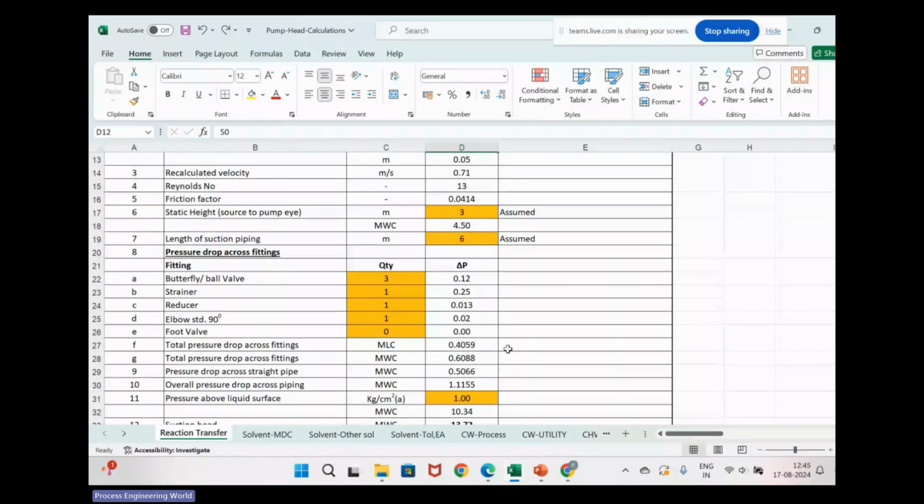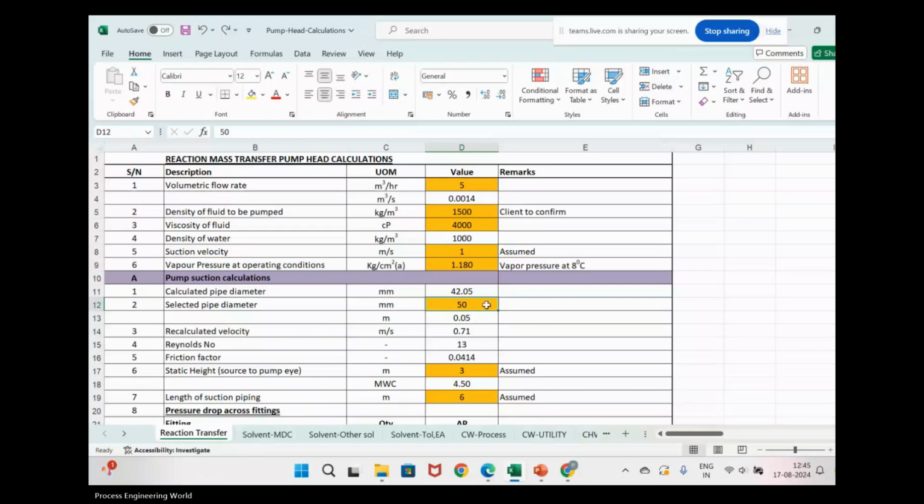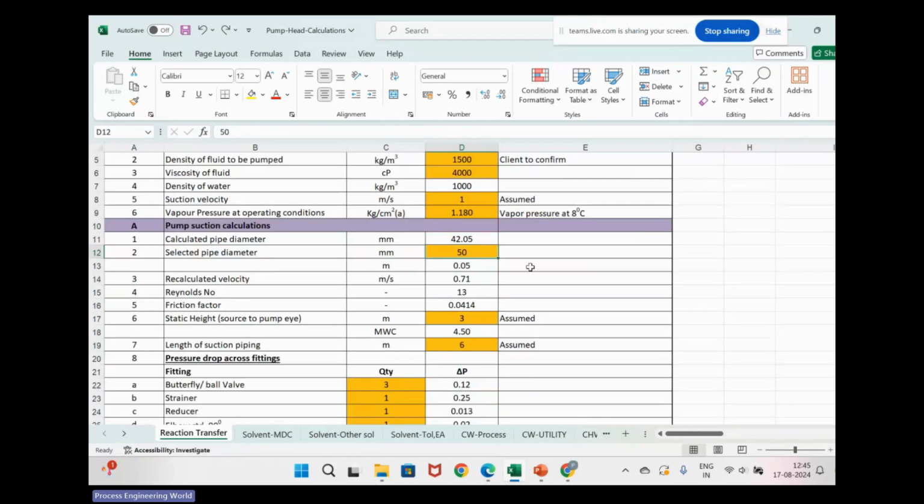Generally in pumps, you need to select one size higher so that the pressure drop will not be much higher, so that cavitation won't occur at that side. So 50 mm is the selected pipe diameter. You need to again convert that into meter. Why? Because you need to recalculate the velocity.